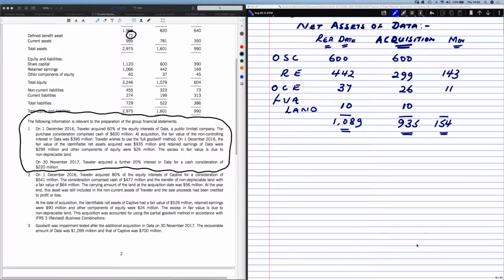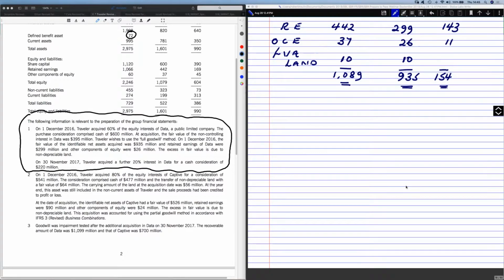Now, okay, who owns that 154? That movement of 154? Well, of course, it's partly owned by the group and it's partly owned by the NCI. And we're trying to find what happens at the point of this change of 20%. So now what I'm going to do is I'm going to look at the NCI calculation. So here's a separate working for the non-controlling interest.